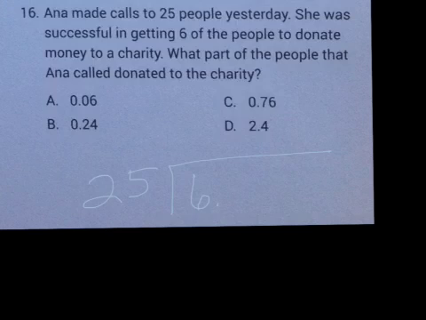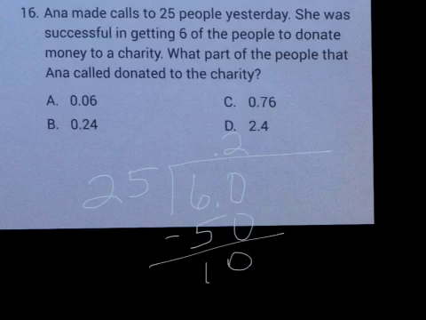So we're going to put a decimal here, and we're going to add a zero, because we know that 25 will not divide into 6, but it will divide into 60, and it will do that 2 times. So we know 2 times 25 is going to be 50. Subtract, and we have 10 left over. We could add another 0 here, and we know that 25 will divide into 100 4 times. So 4 times 25 is 100. So our answer is going to be B, 0.24.